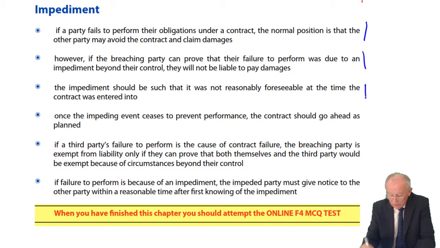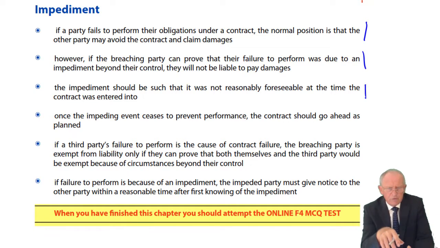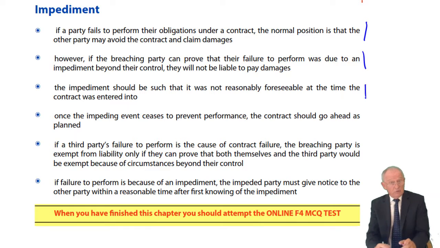The impediment should be such that it was not reasonably foreseeable. An earthquake destroys the roads on the way from my distribution point to the place of delivery, or Somali pirates take the ship hostage if it's carriage by sea. Some pirates seize the ship, and that surely is an impediment beyond my control, and presumably not foreseeable. Once the impeding event ceases to prevent performance, the contract goes ahead as normal, so long as they weren't perishable goods, because obviously you don't want tomatoes which are 4 years old.